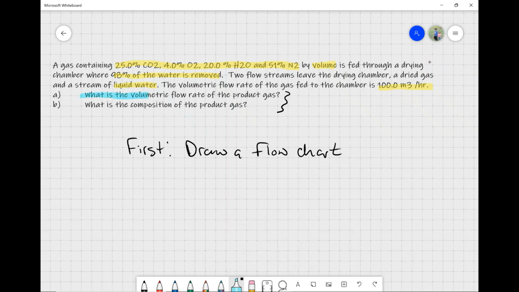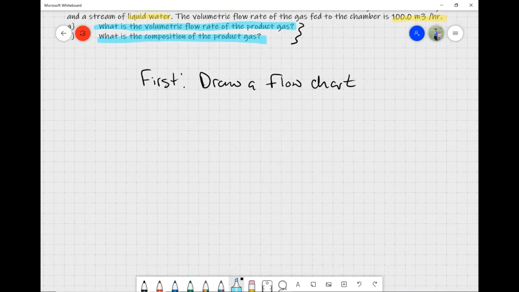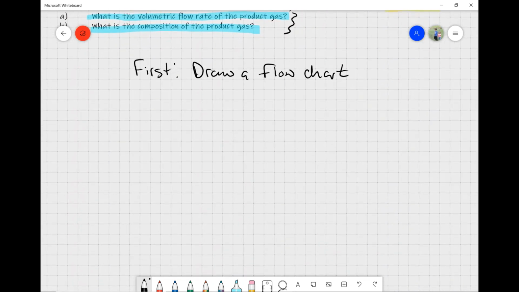We want to know what the volumetric flow rate of the product gas is, and what the composition is. Sometimes people ask what I mean by composition. Well, we have this input gas that's 25% CO2, 4% O2, 20% H2O, and 51% N2. But we want to know the composition of the gas after it's gone through the dryer. So to solve this problem, first we want to draw our flow chart.